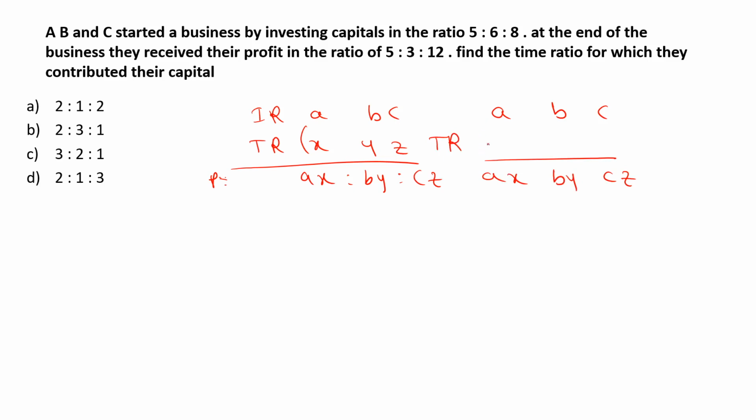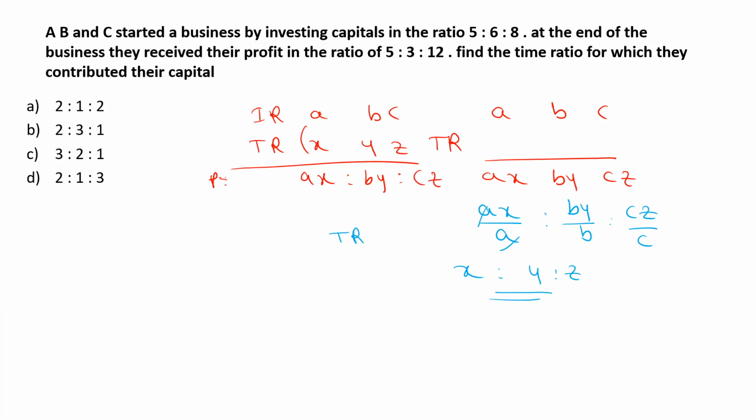When the product of A and something gives us AX, then to get the time ratio, just divide the profit ratio by the respective investment ratio. That means divide AX by A, divide BY by B, and divide CZ by C to get the time ratio. Here you get the time ratio as X is to Y is to Z. This is the mechanism we are going to employ in this question to get the answer very quickly. I hope you understand this.